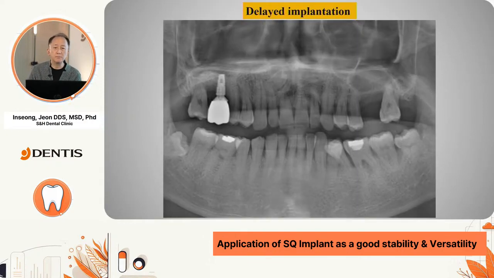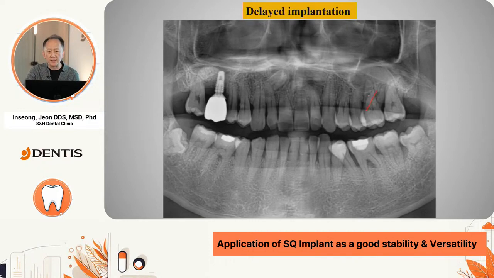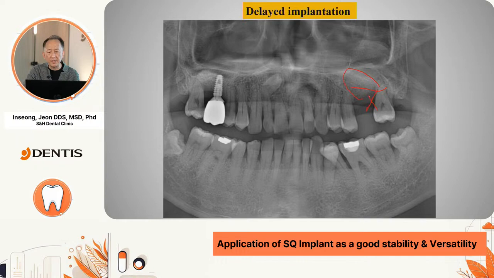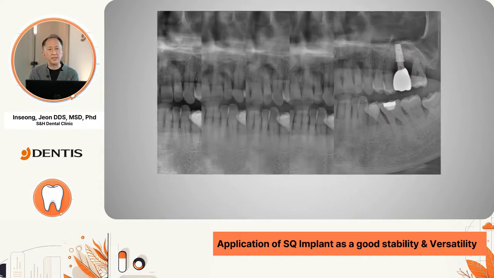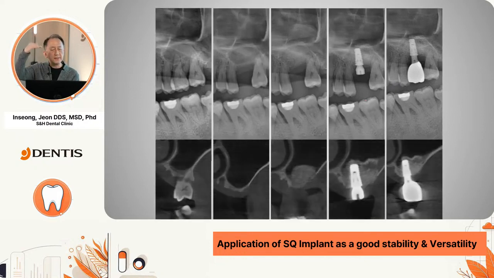Delayed placement also. This is the upper left side. And then this area, tooth extraction. And then 6 months later, bone is very thin. So sinus grafting here. And then this is the SQ implant. This is the 5.0, 10 millimeter SQ implant. This is the grafted bone. And then the final result here. You can check. This is before extraction, 6 months later, sinus surgery, SQ implant, the final result. This is not normal bone. This is the grafted bone.